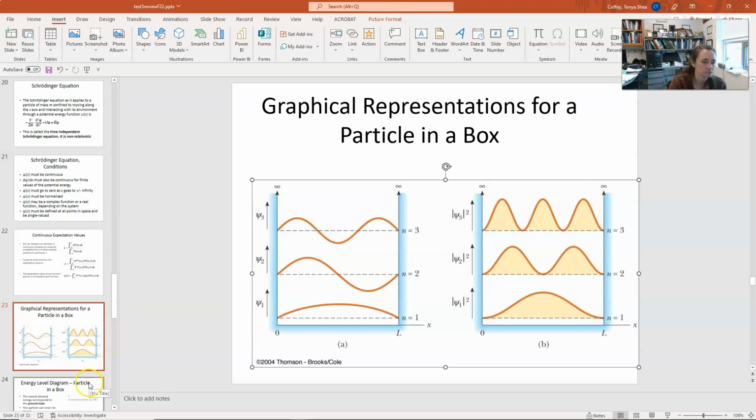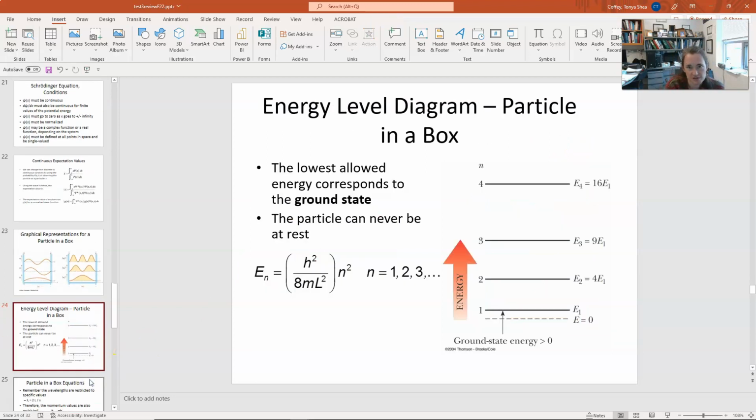Okay? Now, what do the energy levels look like for this? The energy levels for the particle in the infinite square well can be described as E sub n is equal to h squared n squared over 8mL squared. Okay? Here h is Planck's constant, n is the energy level or the principal quantum number, m is the mass of the particle, and L is the length of the box.